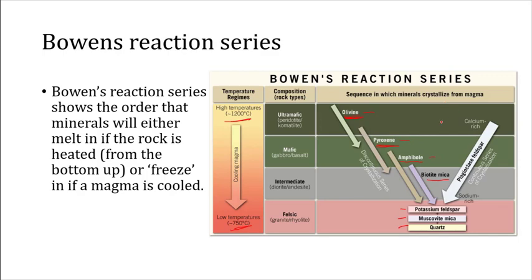Now, at the same time, over here, we have what's called a continuous reaction series. This over here is what we call the discontinuous reaction series, because you go olivine, then pyroxene, then amphibole, then biotite mica, etc.